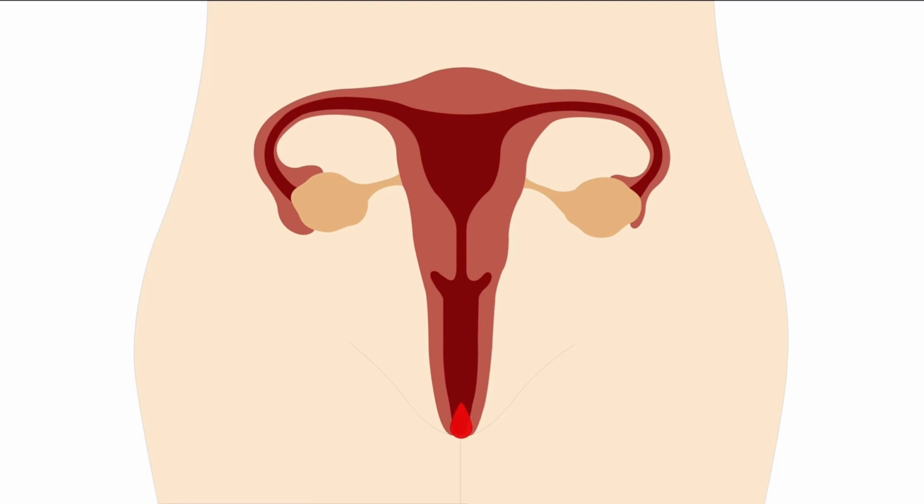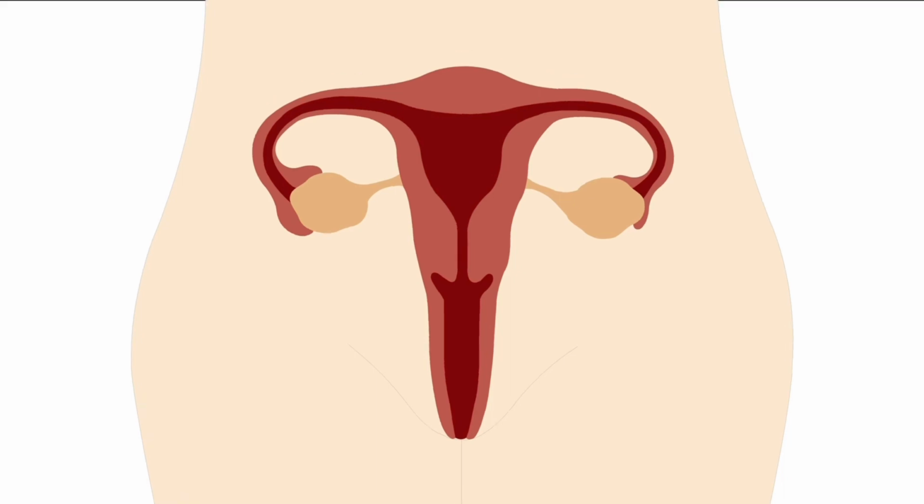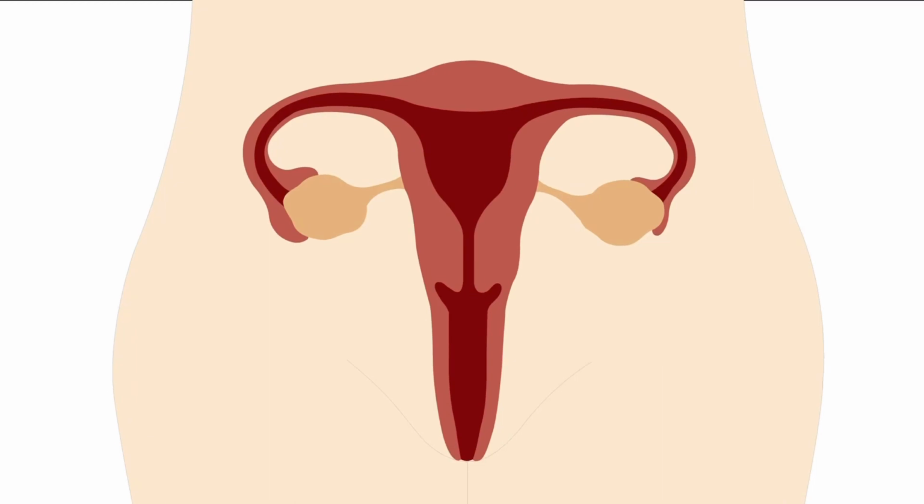The luteal phase follows the ovulatory phase and lasts for approximately 14 days. During this phase, the ruptured follicle transforms into the corpus luteum, which secretes progesterone and estrogen. Progesterone causes the endometrial lining of the uterus to thicken further and prepare for implantation.